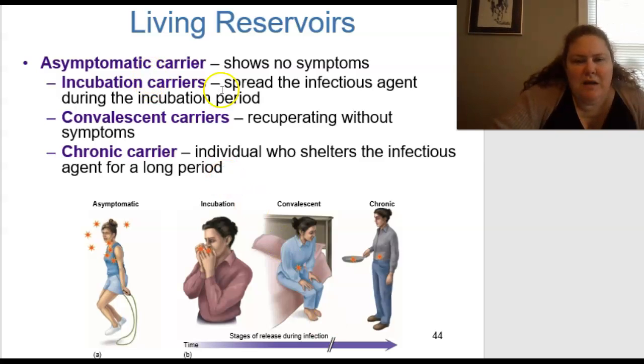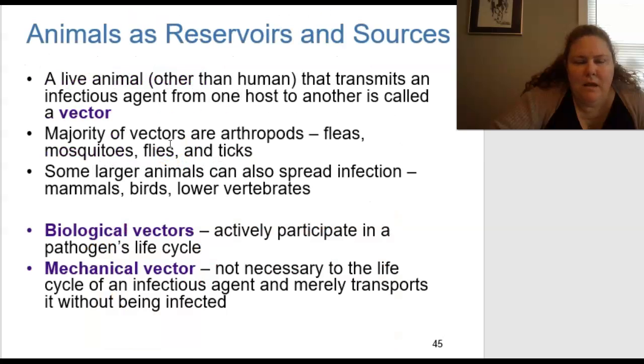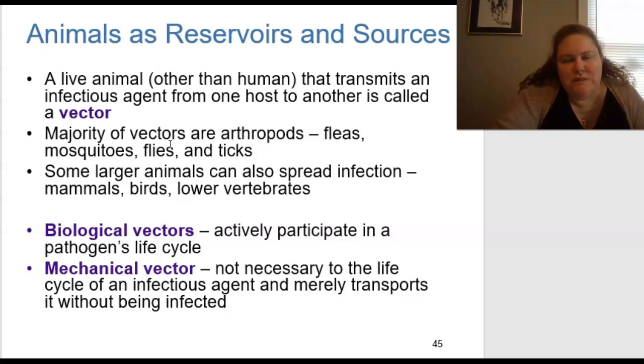So again, the asymptomatic carrier shows no symptoms. The incubation carriers can spread the infectious agent during the incubation period. You have your convalescent carriers, who recuperate or get better without symptoms. Then you also have your chronic carrier, and these are individuals who shelter the infectious agent for a longer amount of time. So what about animals as reservoirs and sources?